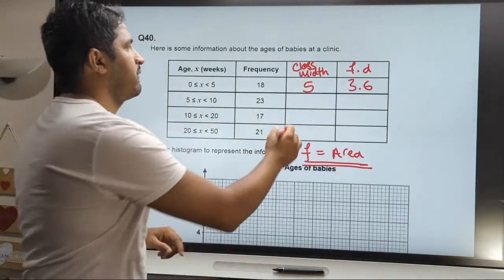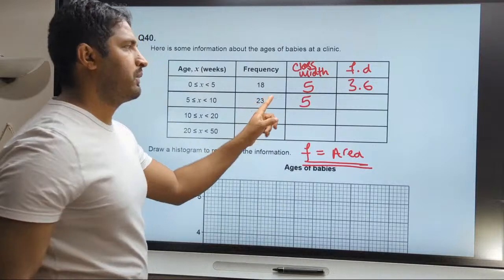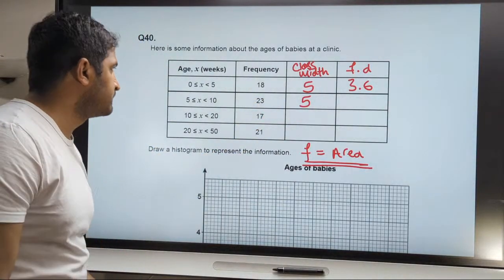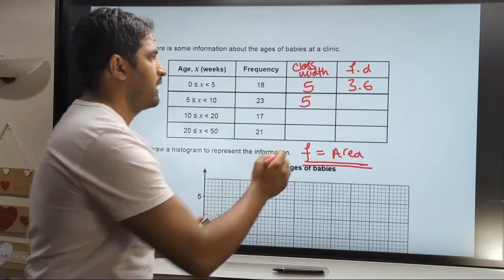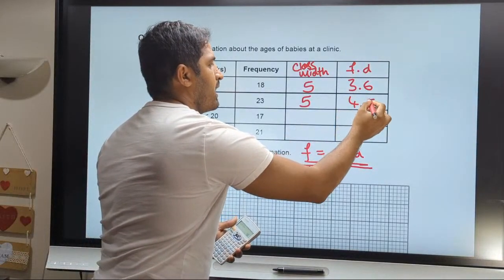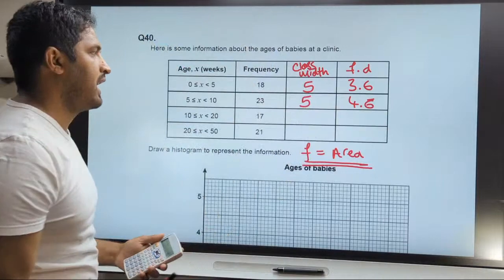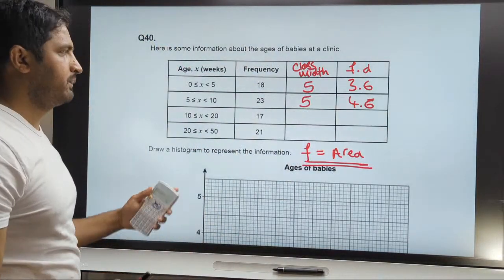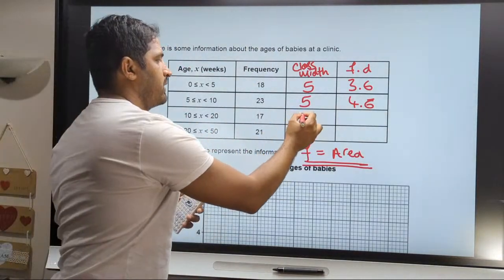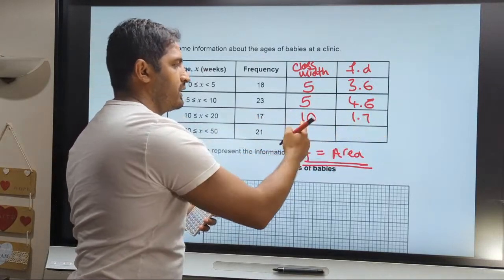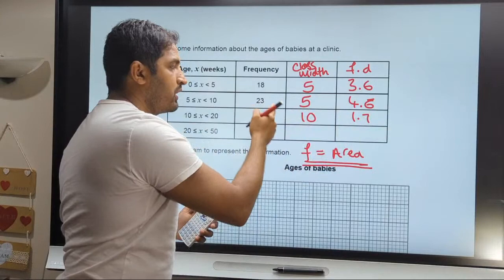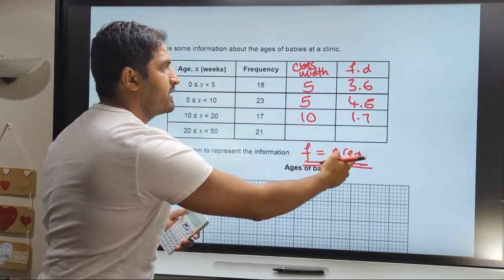Here, 5 to 10, the class width is 5. We're doing 23 divided by 5. We get 4.6. So the second bar would be 4.6 in height and the width would be 5. 10 to 20, so the class width is 10. 17 divided by 10 gives you 1.7. It's like 10 times 1.7 gives you the area. Remember, frequency means the area.